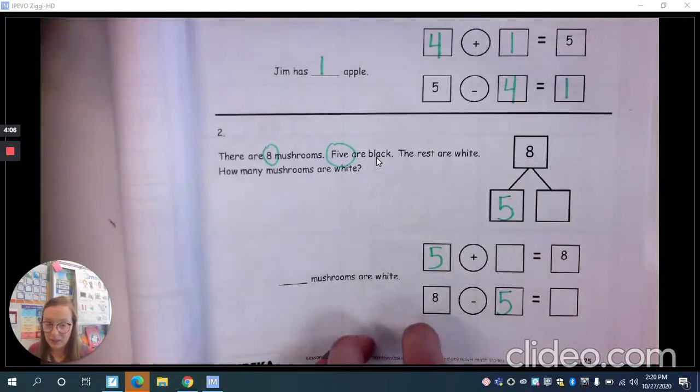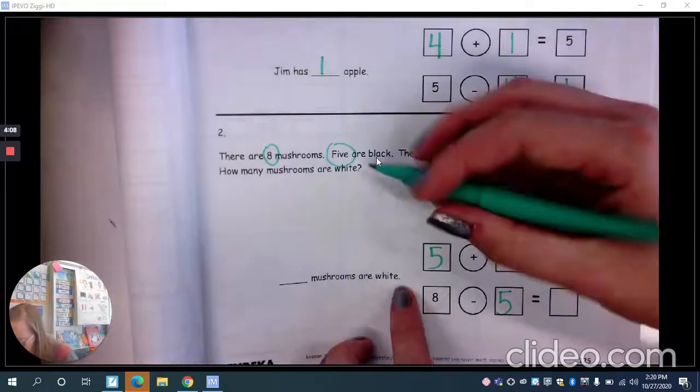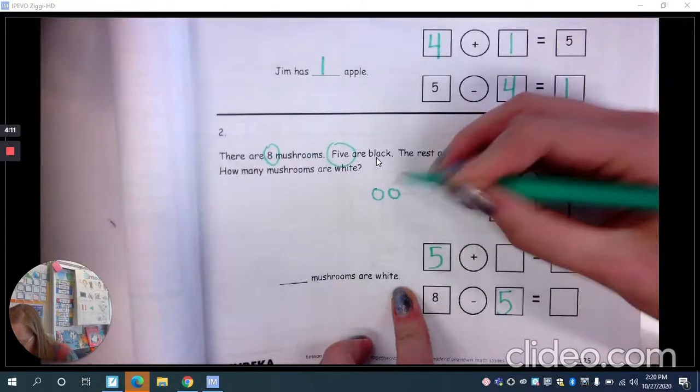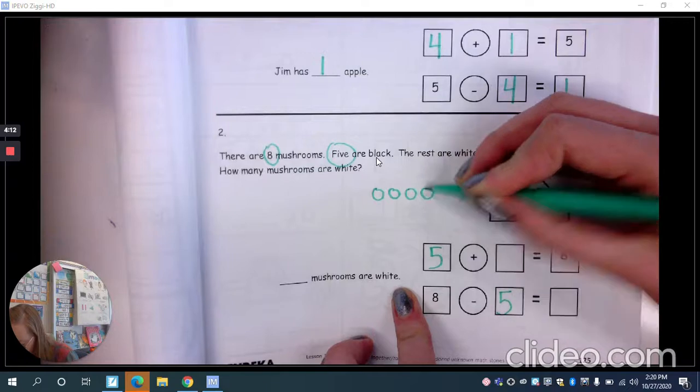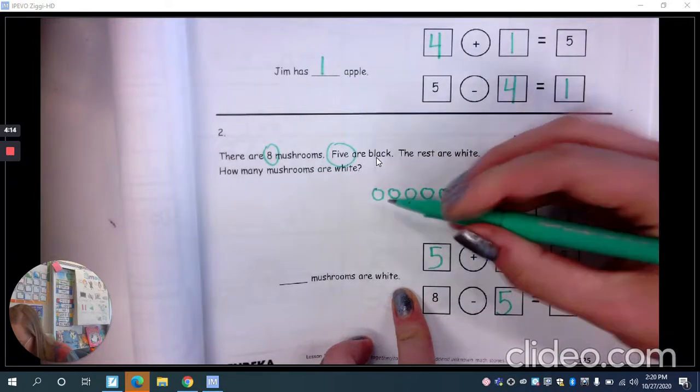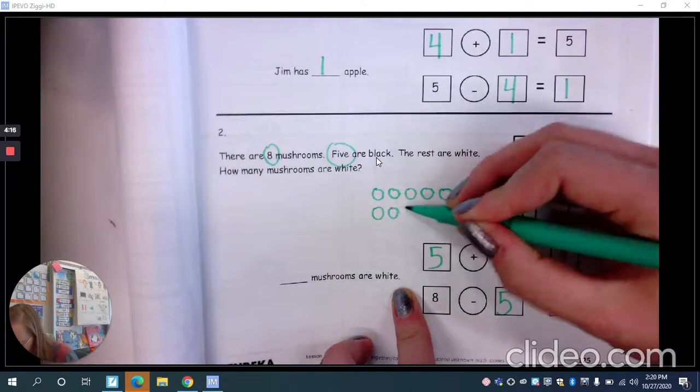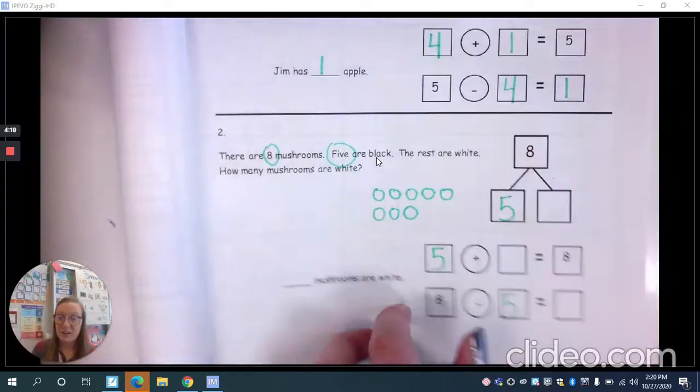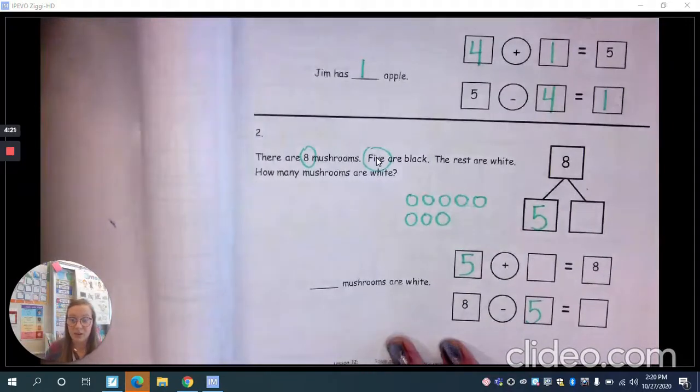All right, now it's your turn. You get to do a math drawing. 1, 2, 3, 4, 5. I'm drawing our total. 6, 7, 8. Now you, my friend, get to circle the part that we know.